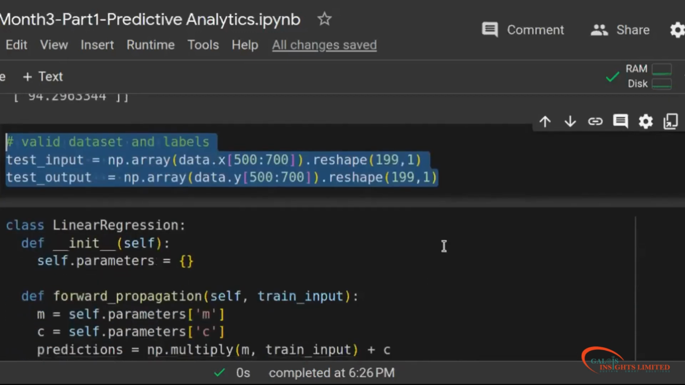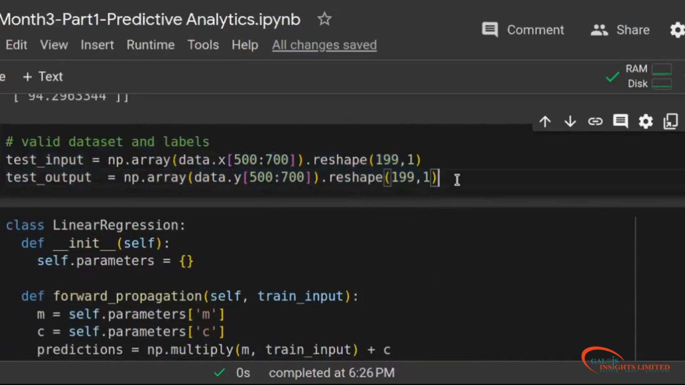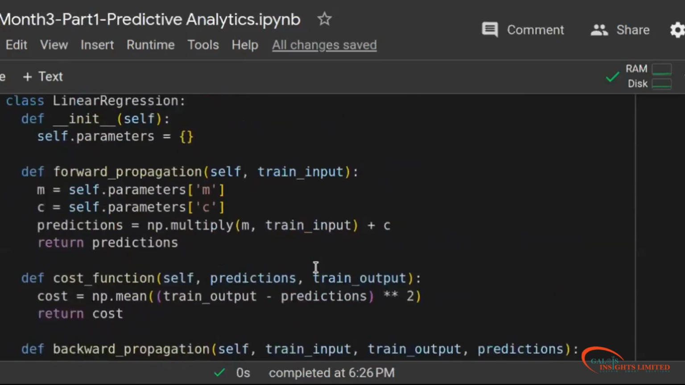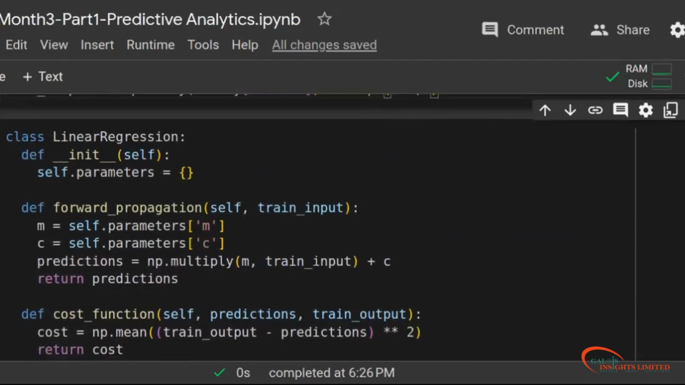Okay, so now that we are done with the pre-processing and all that, working on the data set, let's go into how to simply build this linear regression algorithm from scratch. And you already know that this is simply a supervised learning algorithm.